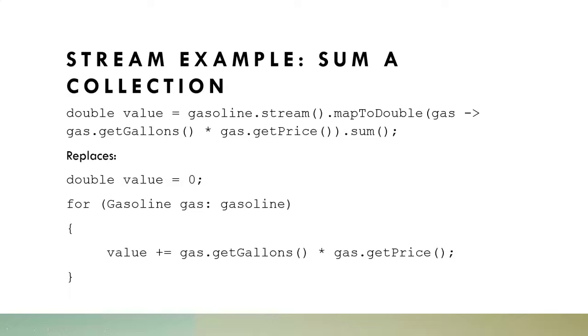This becomes even more powerful when we want to take a list or a collection of some type and then filter it down to a subset. Traditionally, we'd use an if test with that, but with streams, we don't need to use an if test.